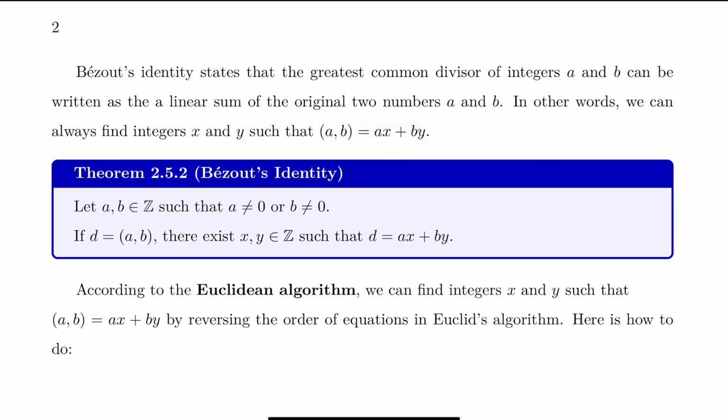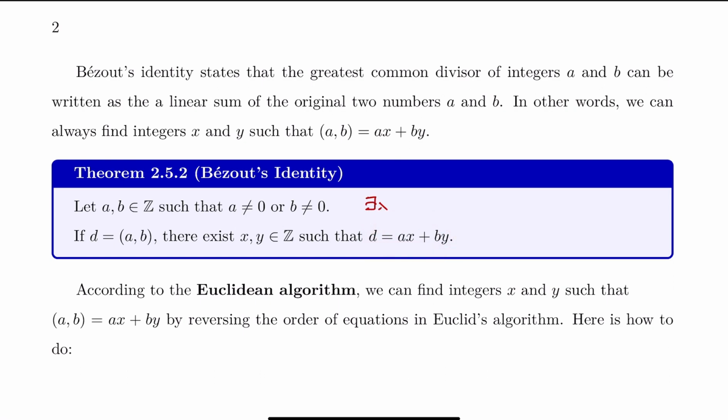So here is the statement of the Bezout identity, which is Theorem 2.5.2. Let a and b be integers such that a is not 0 or b is not 0. If d is the greatest common divisor of a and b, then there exist x and y, which are integers, such that d equals ax plus by.